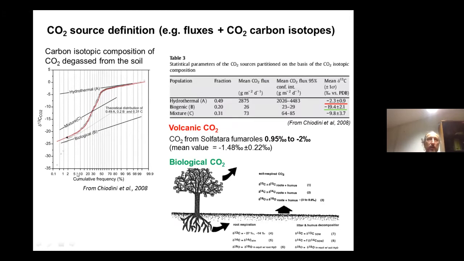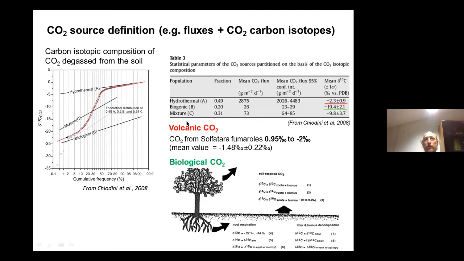And if we look at the same probability plot done not for the soil fluxes, but for the isotopic composition of the gas released by the soil during the degassing, we see that here we cannot simply explain this statistical distribution with the combination of a biological and a hydrothermal component, but we also need an intermediate population that is a mixture between the two.